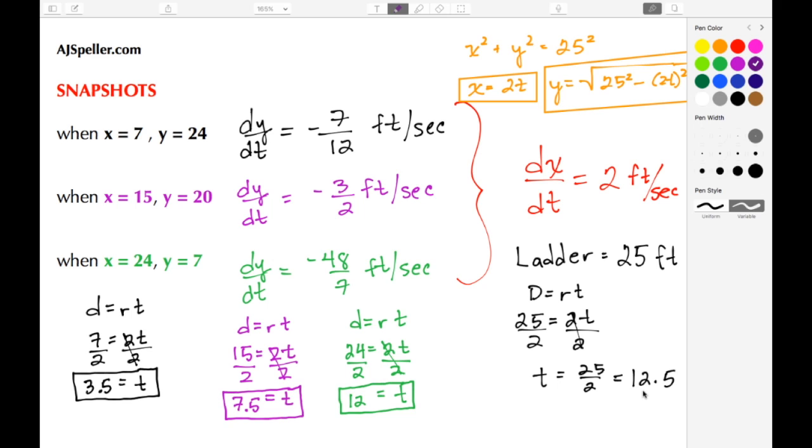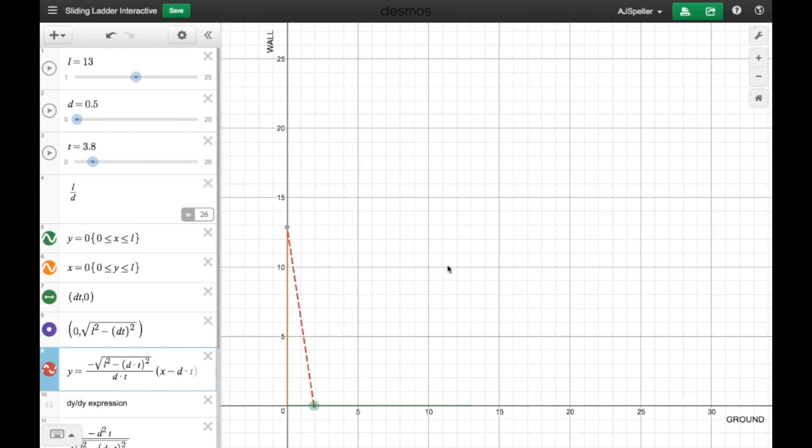All right, so we're going to implement this information into this model. Remember that the L slider here stands for the ladder, and the ladder has to be 25 feet long. The D is for dx/dt, which is the constant rate at which the bottom of the ladder is moving. That is set at 2, so we'll slide that over. And then we have a calculation here, which is the length of the ladder divided by the rate at which the bottom is moving, and that came out to be 12.5. So we need to update this so that the time goes from 0 to 12.5.